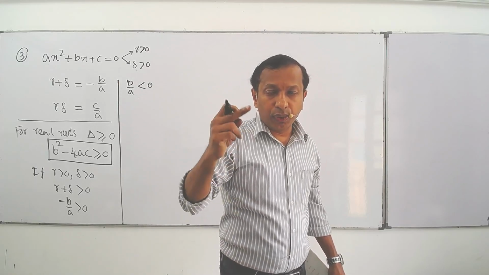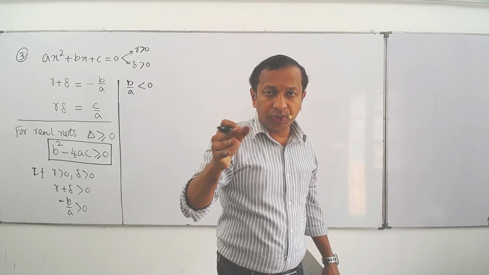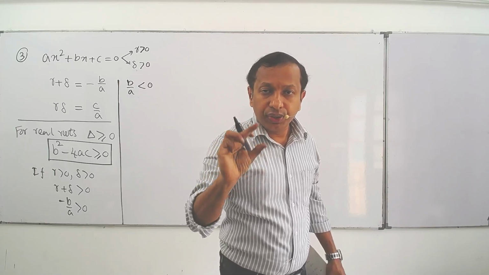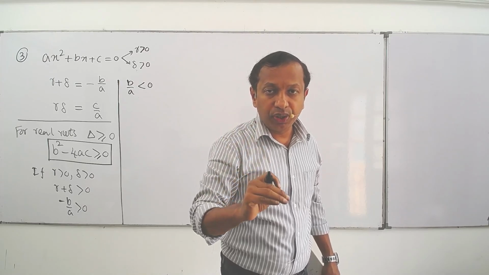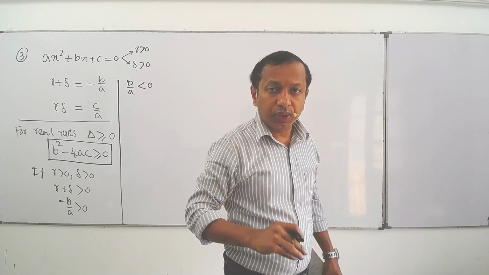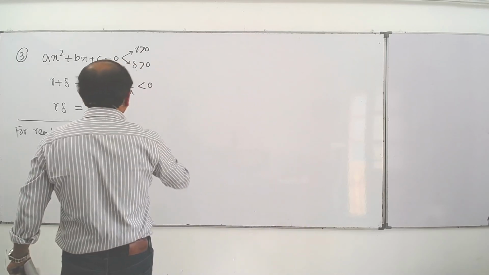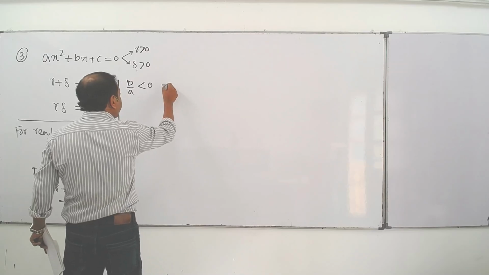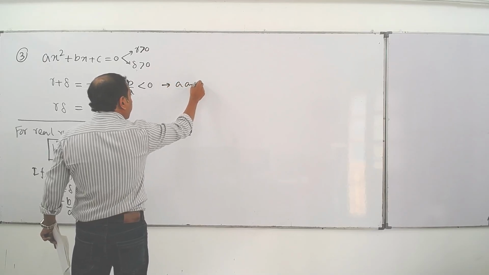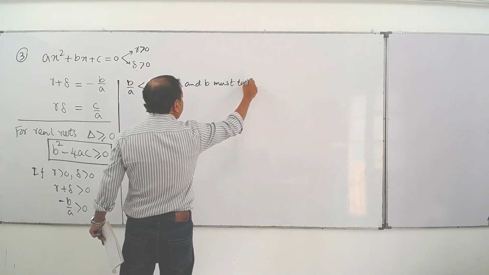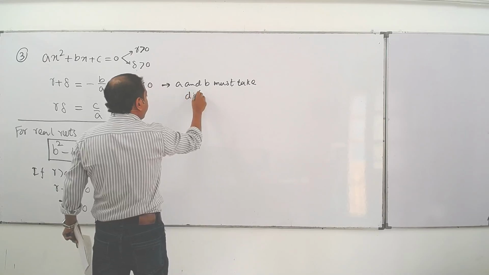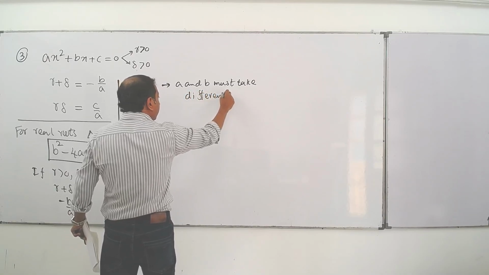So, for b upon a to be negative, b and a should have different signs. That means when b is positive, a should be negative; when a is positive, b should be negative. Therefore, the first condition is this: a and b must take different signs.